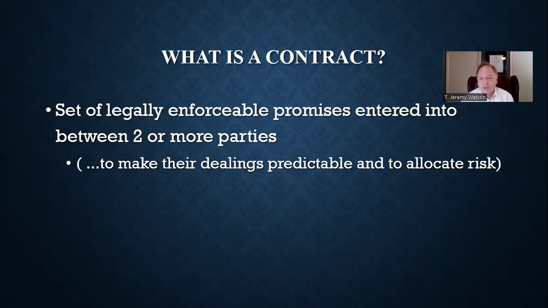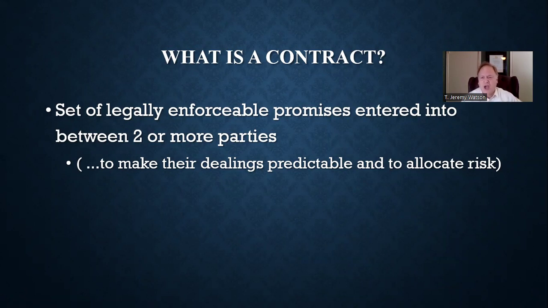That's not many words, but there are a lot of elements packed in there. We're going to kind of unpack some of that today. Many definitions will go on a little bit farther, and they will continue that it's a set of legally enforceable promises entered into between two or more parties to make their dealings predictable or to allocate risk. That's certainly true.